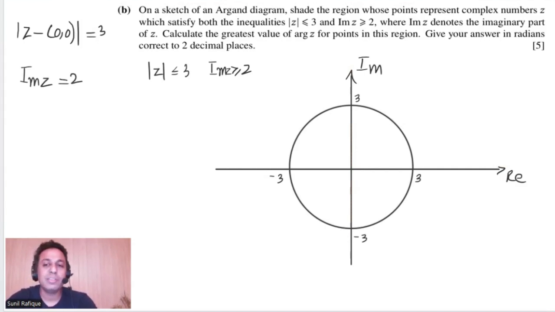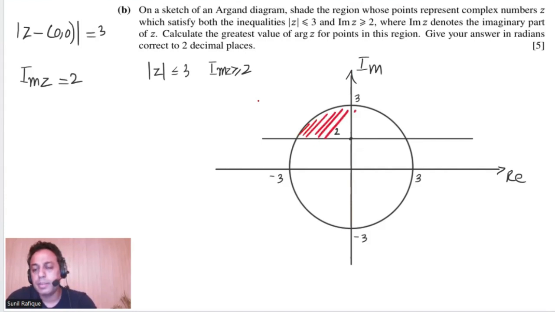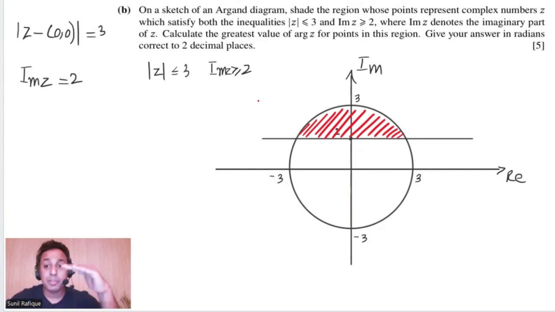And now what exactly is imaginary part of z equals 2? So this is a horizontal line passing through 2, right? So this is 2, and this line is passing through here. Now I need to shade the region. So less than or equal to 3 means it's inside the circle, and greater than or equal to 2 means it's above this line. So let me just shade it this way. This is the required shaded region. All right. So you can see it's above the line y equals 2, which is obviously Im z equals 2.